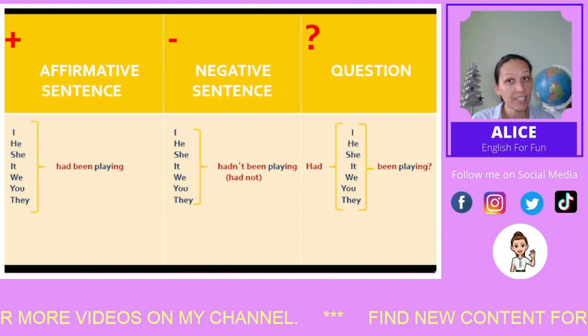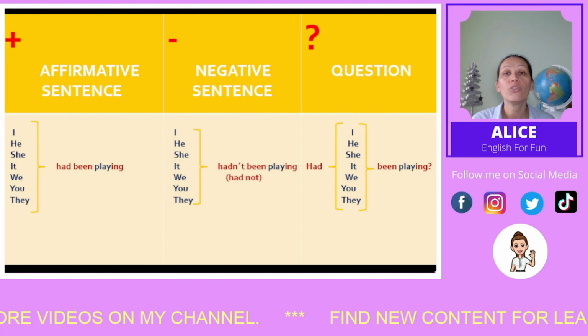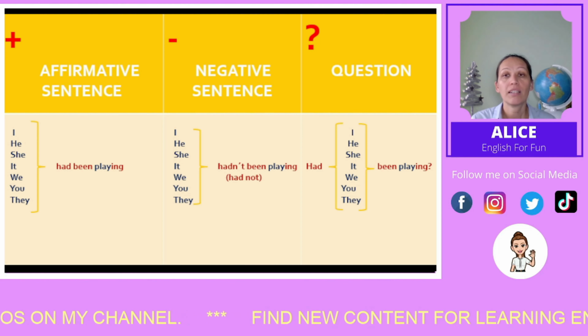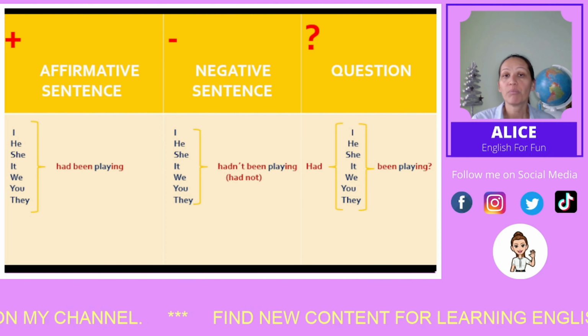To make a negative sentence, we only need to add the particle not between had and been. Repeat after me. I hadn't been playing.